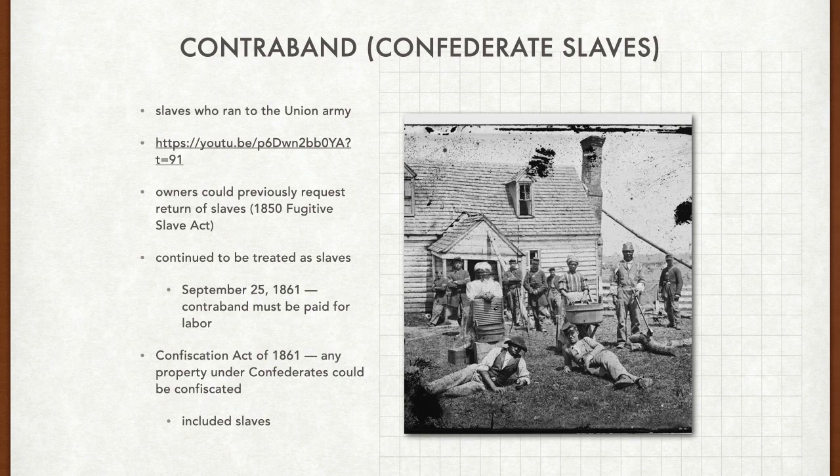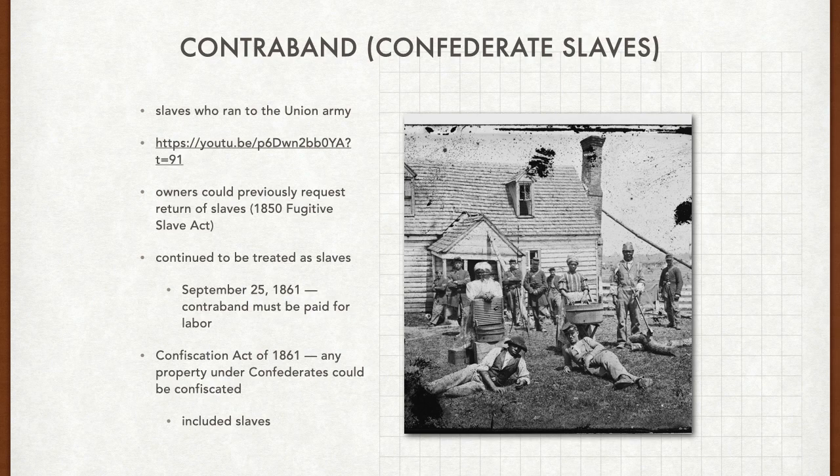In August, the U.S. Congress passed the Confiscation Act of 1861, which declared that any property used by the Confederate military, including slaves, could be confiscated by Union forces. So not only were contraband the people that managed to run away, but also the people whose plantations were taken over by the Union Army, right? If the Union Army won a city or a state, they could take all the slaves for themselves, right?